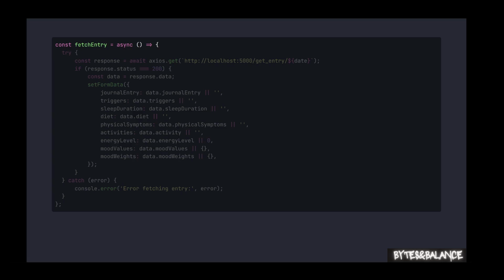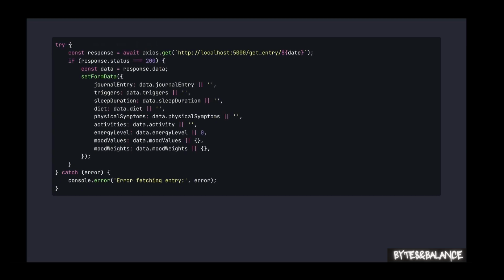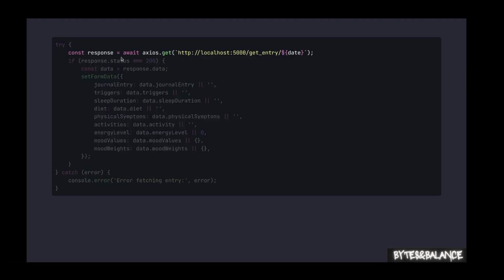Within this fetch function, we have this try block. And what do we do here? So the try block is where the action happens. We use axios.get to send a request to the backend here. And this is our backend. And the URL we are hitting is dynamic, constructed with the current date to fetch the relevant mood tracker entry. So if the response comes back with the status of 200, indicating success here, then what would happen?